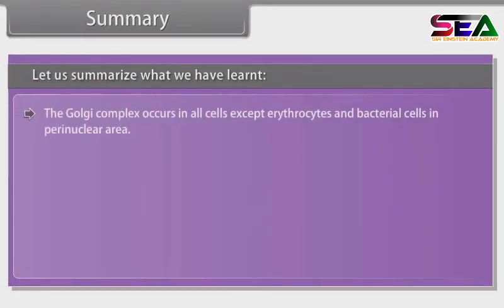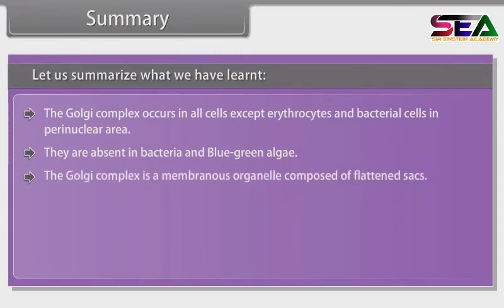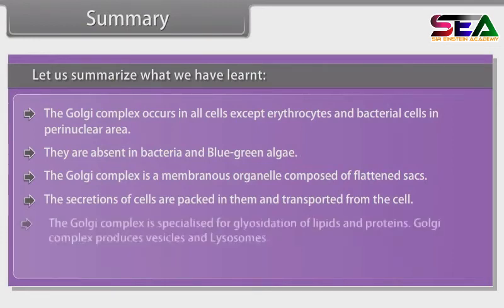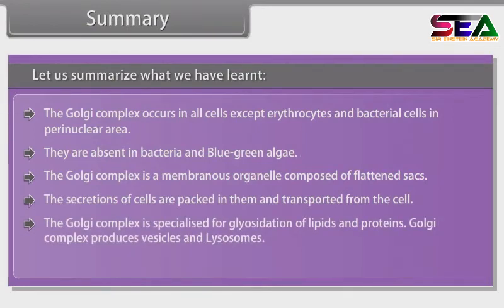The Golgi complex occurs in all cells except erythrocytes and bacterial cells, in the perinuclear area. They are absent in bacteria and blue-green algae. The Golgi complex is a membranous organelle composed of flattened sacs. The secretions of cells are packed in them and transported from the cell. The Golgi complex is specialized for glycosylation of lipids and proteins.